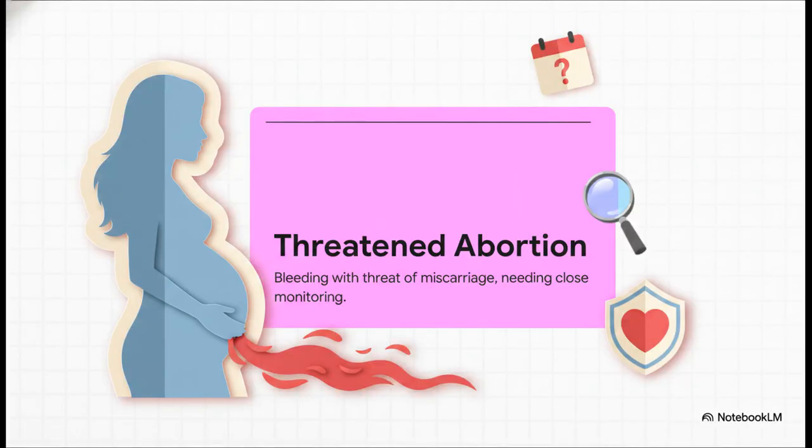Now, from a purely clinical perspective, please note that a threatened abortion refers strictly to bleeding, with a threat of miscarriage that requires close medical monitoring. On your exams, you have to separate everyday colloquial language from strict clinical definitions. In medical terminology, abortion simply refers to the termination of a pregnancy, whether it's spontaneous, like a miscarriage, or induced. So a threatened abortion means a pregnancy is still viable, but the bleeding indicates a high risk.